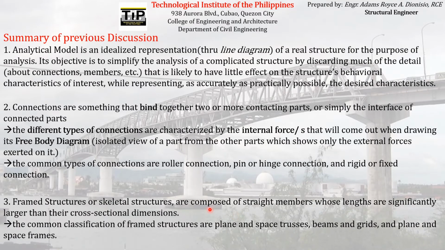And last but not the least na natutunan natin, again, from the last discussion, ay yung about sa classification ng mga frame structures. So again, I just limit our discussion to frame structures kasi nga yan naman usually yung na-experience natin sa pag-aaral natin sa civil engineering. Mga frame structures naman usually, mga structures na composed ng mga slender members or mga straight members na yung length ay significantly large compared sa cross-sectional dimension. Kaya natutunan natin na may 6 pala na classification of frame structure which are plane and space trusses, beams and grids, and plane and space frames. So, yan yung mga common na structure na ma-experience natin sa civil engineering. Yan yung mga usually i-analyze natin.